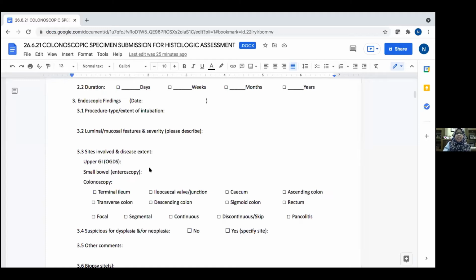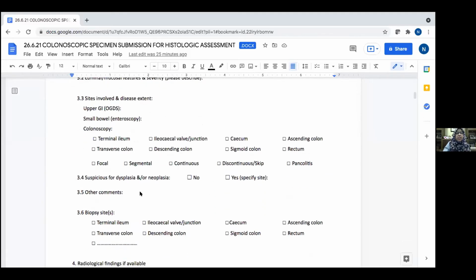Sometimes patients get to have OGDS as well at the same sitting. They need to inform us of the findings as well. Or maybe it's been done earlier, so it doesn't matter. Sometimes they also get small bowel enteroscopy done. If that is so, then we would also like to know what the finding is, so they need to scribble that down.